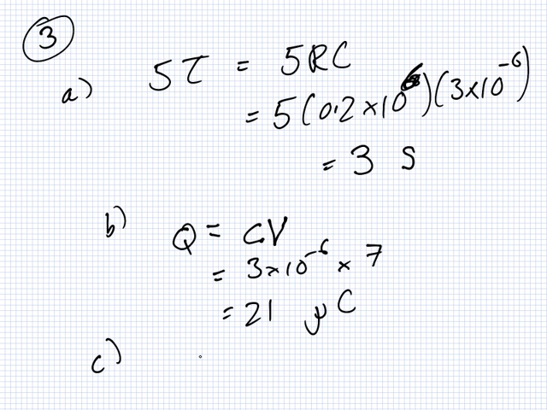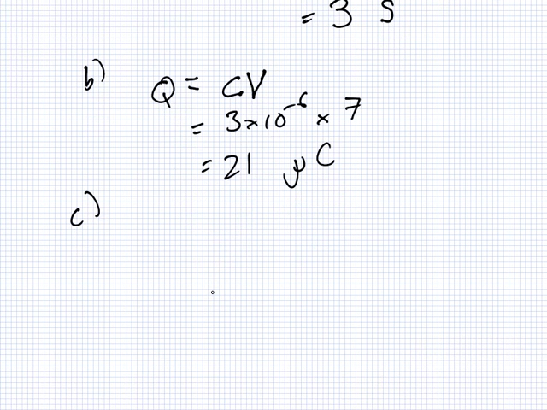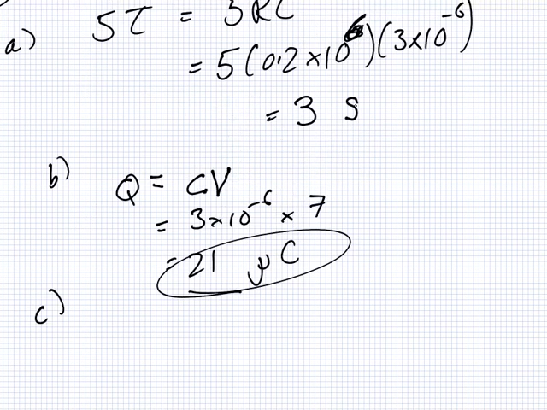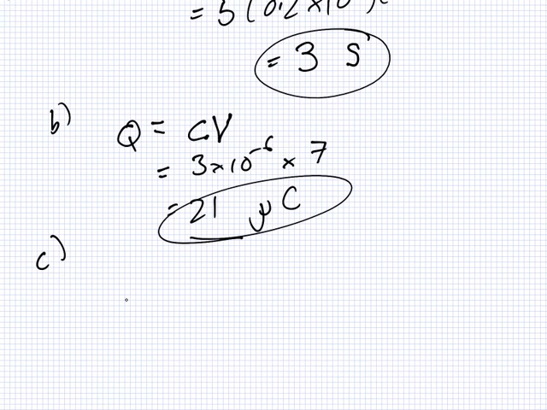What is the average discharge current? Well, this is how much comes out, and how long does it take to come out? 3 seconds. So the average current would be 21 microcoulombs over 3 seconds. So that's 7 microamps.